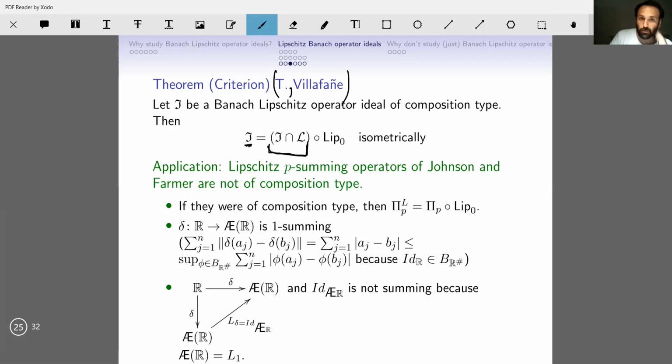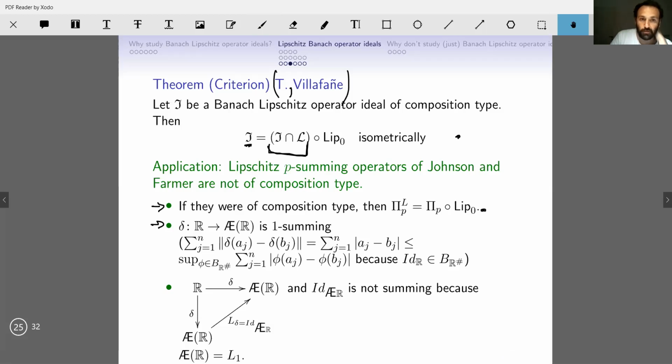So as an application, we can see that the Lipschitz p-summing operators of Farmer and Johnson are not of composition type. Why is this? Well, first, if they were of composition type, since pi_p^L extends the p-summing linear operators, we would have this equality because of our criterion.